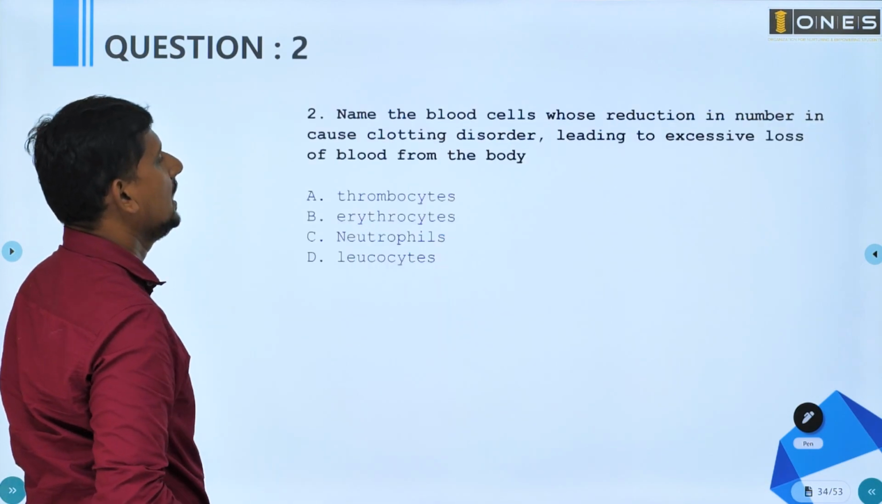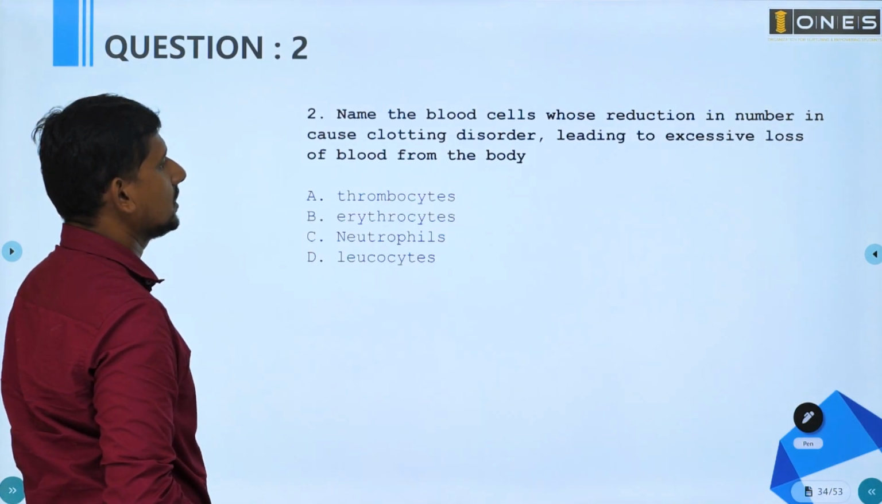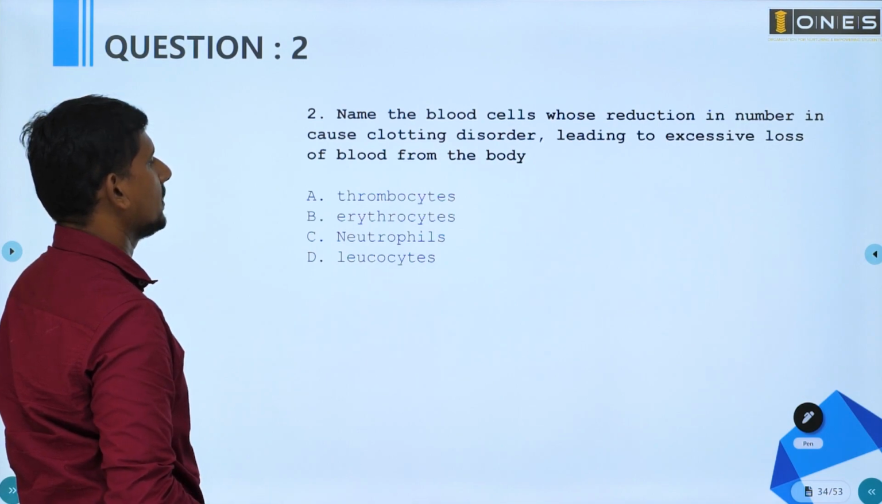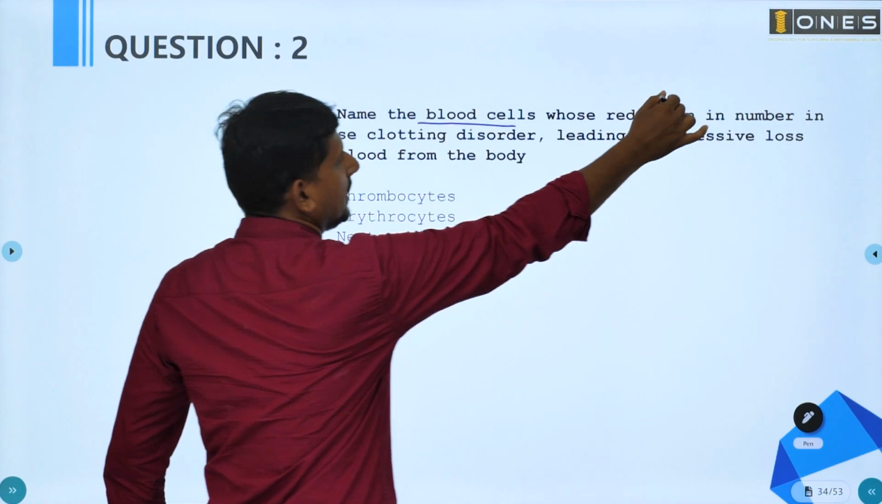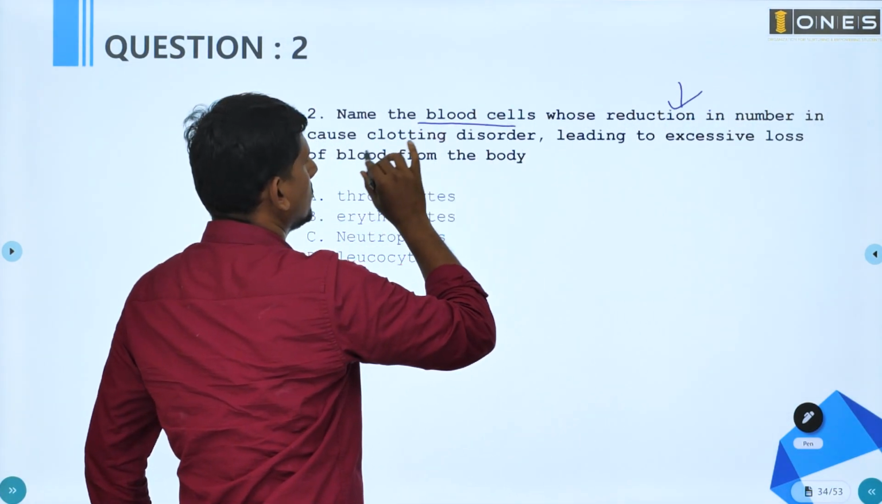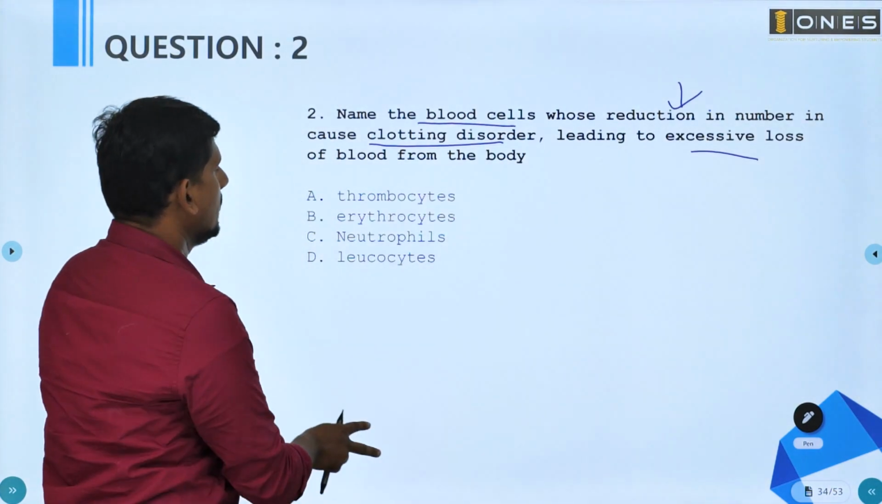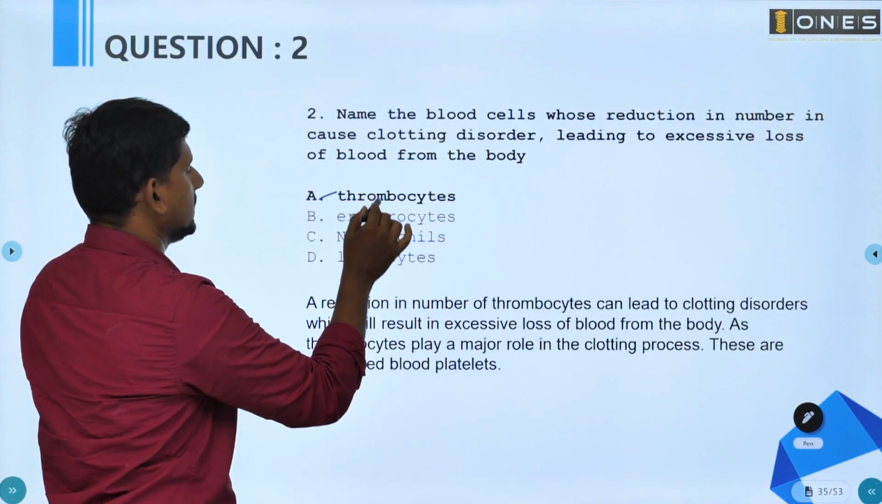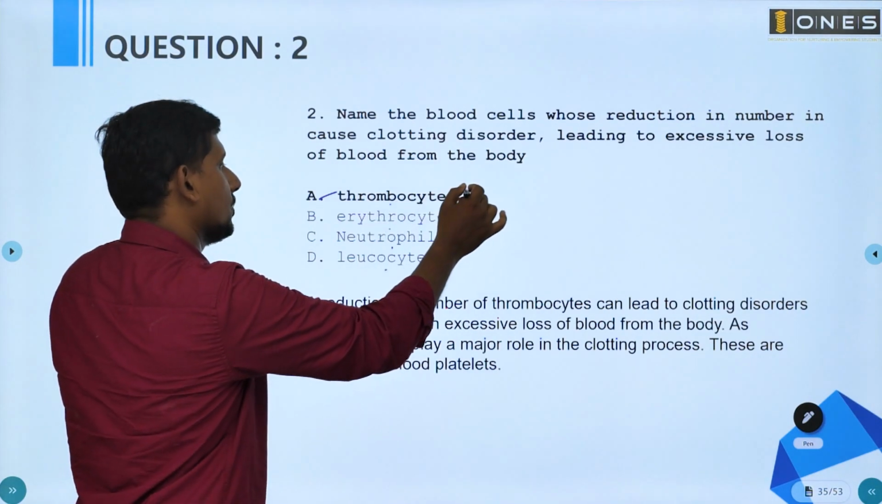Now next question. Name the blood cells whose reduction in number causes a clotting disorder leading to excessive loss of blood from the body. So the right answer is thrombocytes. The options are thrombocytes, erythrocytes, neutrophils, leukocytes. So the right answer is thrombocytes.